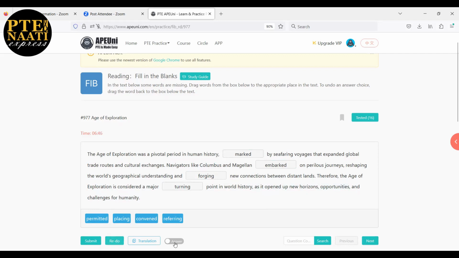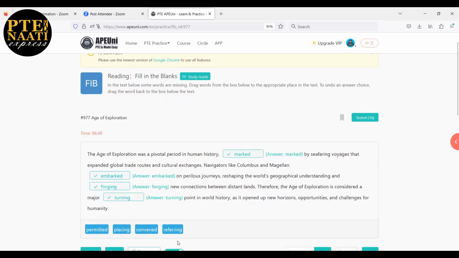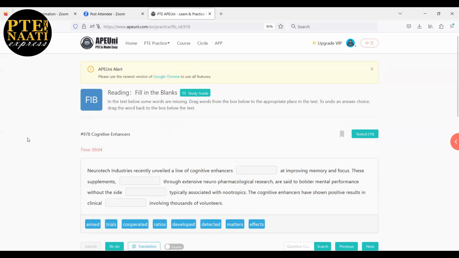Yes. So if you can fill these in within 2 minutes or 2.5 minutes, that is better. Slow down. Only 4 blanks.